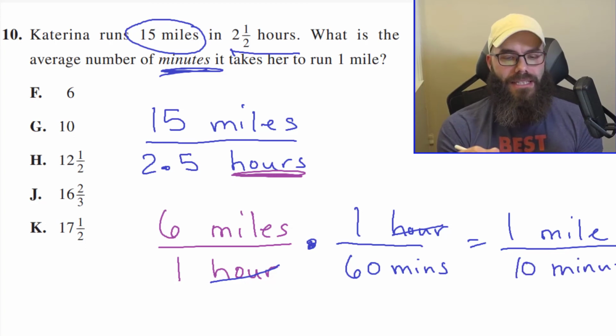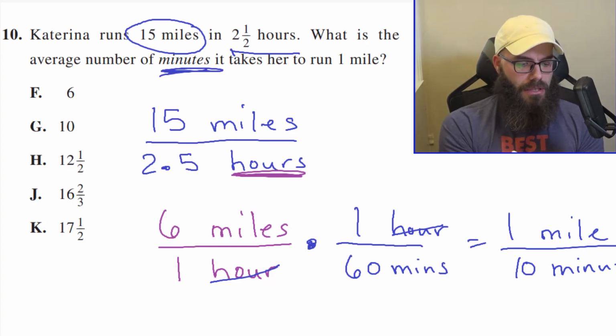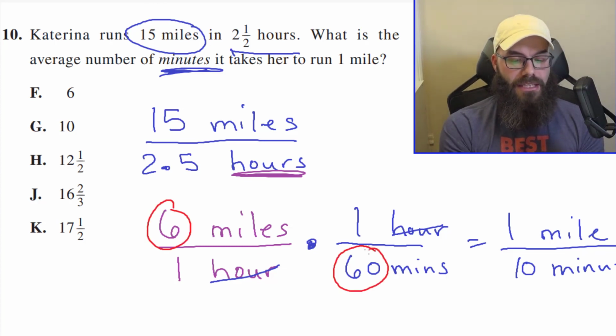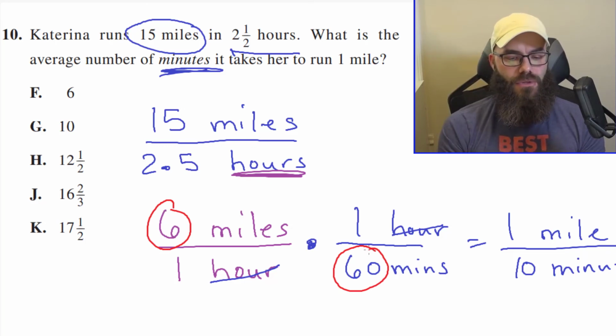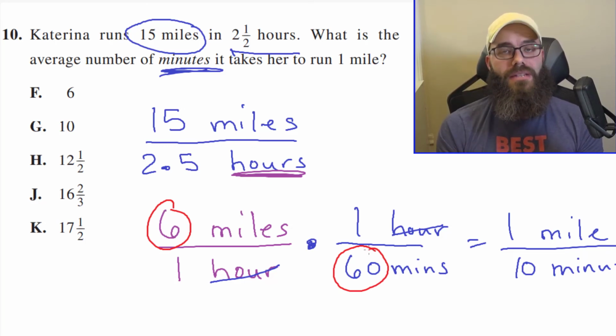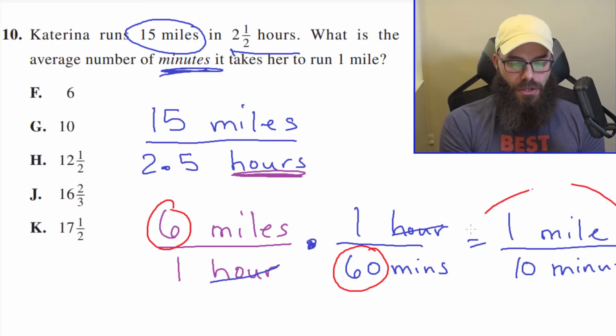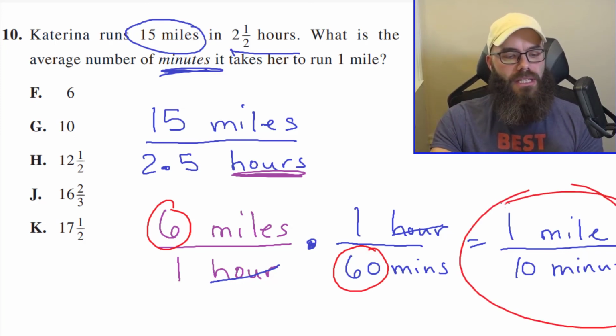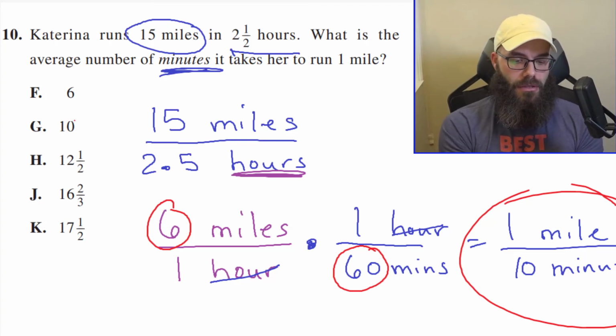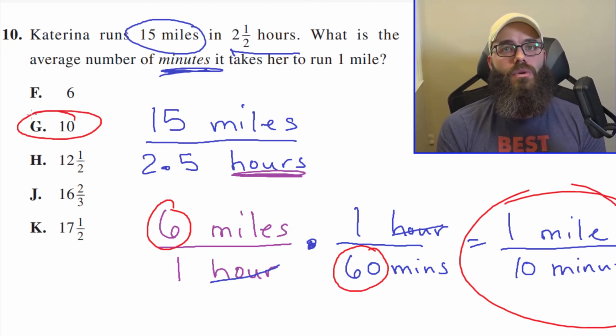And again, I got 10 because 6 divided by 60 is 1 over 10. So that's where the 1 over 10 came from. 6 over 60 reduces to 1 over 10. They both can be divided by 6. All right, so there is my answer, 1 mile per 10 minutes. So it takes her 10 minutes to run 1 mile.